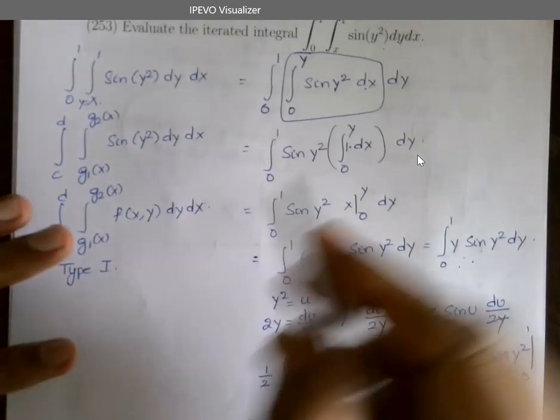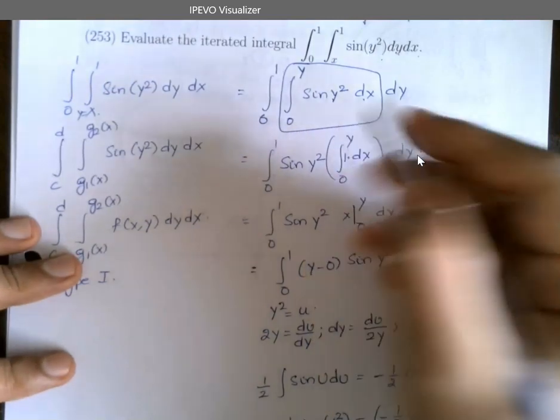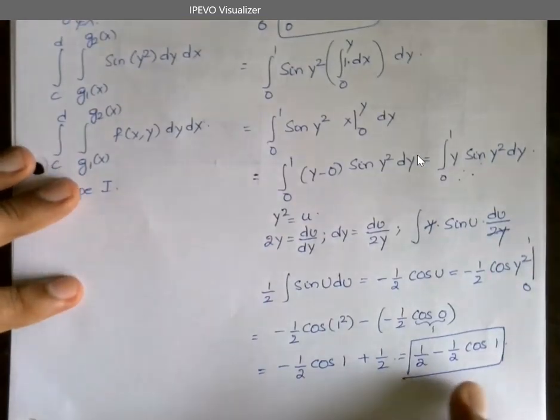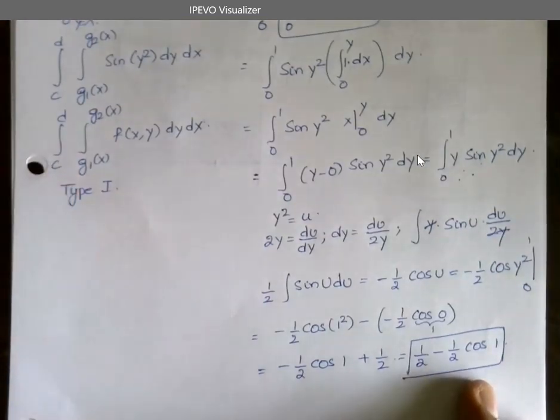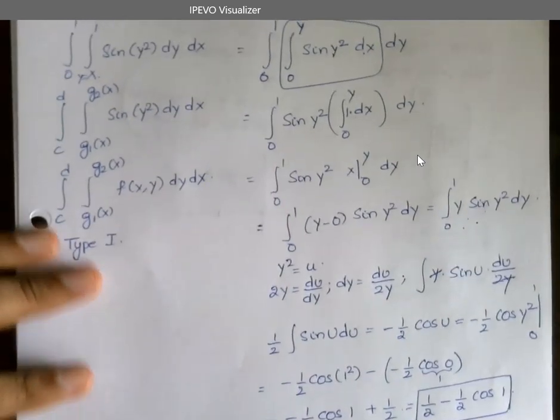So this is type 1. Now if you see this integral, I want to bring your attention back to this. The answer is 1/2 minus 1/2 cosine 1. I hope it's the right answer. If I made any mistakes, please fix it.